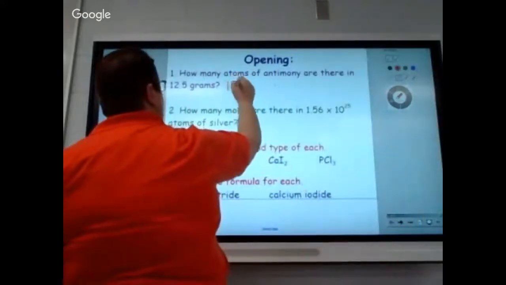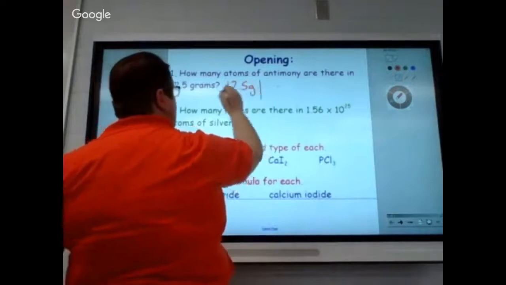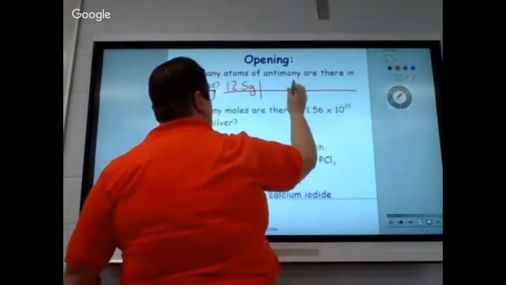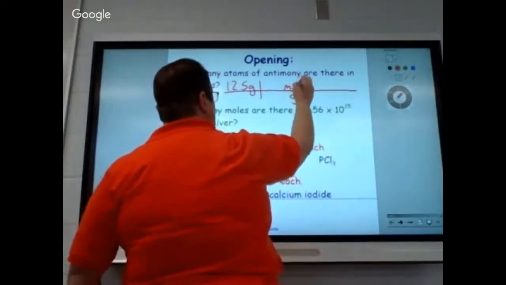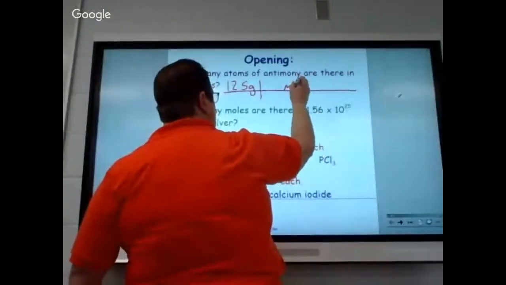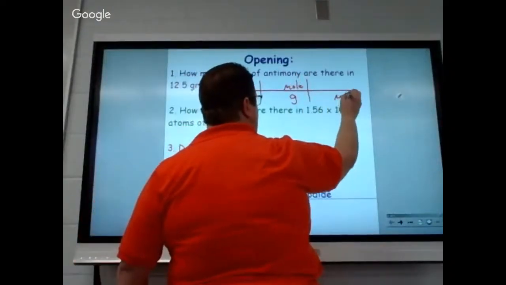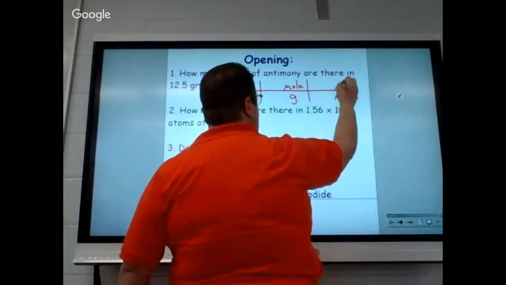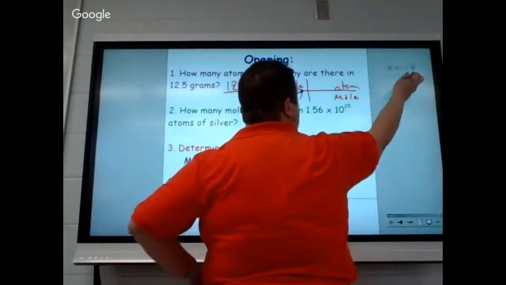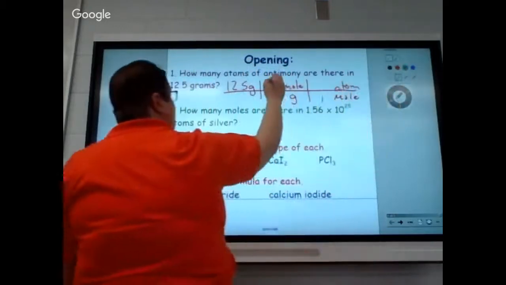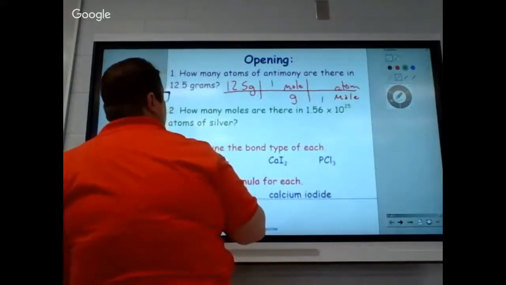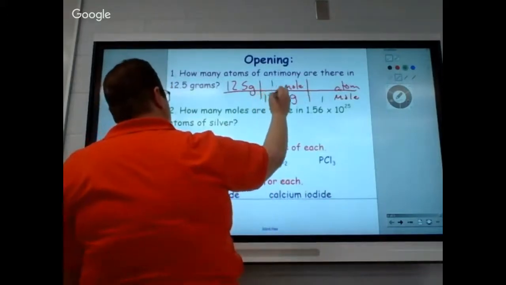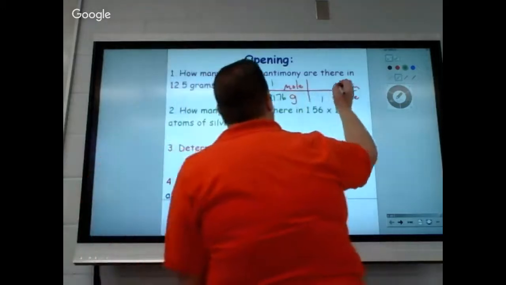All right, so 12.5 grams. Grams to moles, not mil. All right, moles on the bottom and atoms on top. What goes beside moles? Ones. Beside grams? 121.76. All right, and beside atoms?